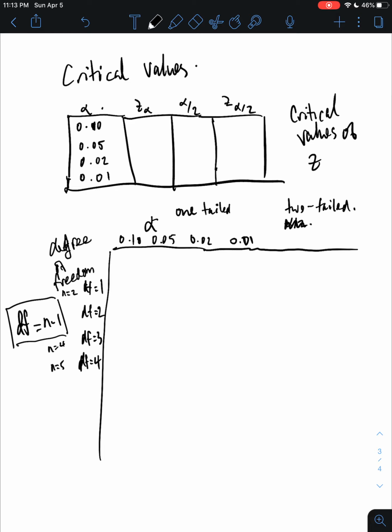Now let's just walk through one example of this. We're going to take a look at problem example 10.1 in the textbook. The question is, for a t distribution with 5 degrees of freedom, the value of t that has area 0.05 to its right, that's what we want to find.